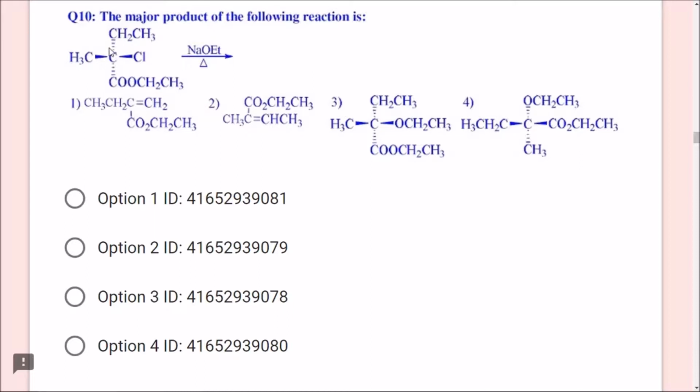Yes friends, as we know Saytzeff's rule, it follows E2 elimination mechanism as per Saytzeff's alkene rule. Which is going to be more stable? This double bond is going to be more stable, so it loses hydrogen from this carbon. What is the product? Option number 2 is nothing but CH3 CH double bond, the carbon will be the same, and CH3 is here and this ester is here. So option number 2 is the correct option, friends.